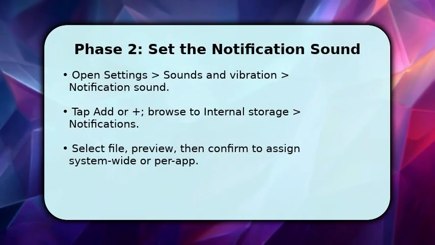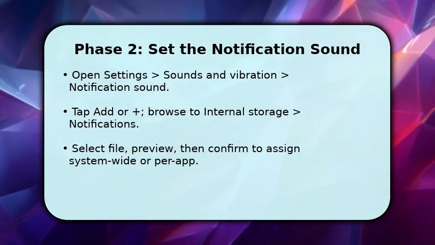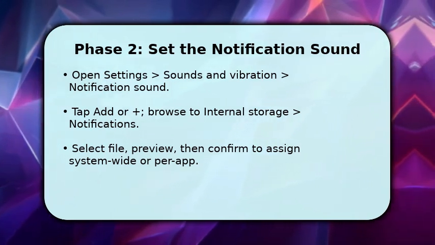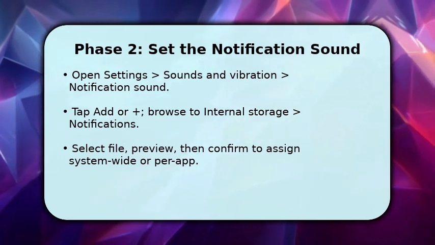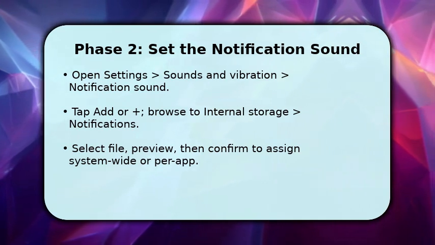You continue by opening Settings, then Sounds and Vibration, and choosing Notification Sound. Tap Add or the plus icon to browse storage. Navigate to Internal Storage, then the Notifications folder you created. Select the file and listen to the preview. This confirms loudness and clipping.